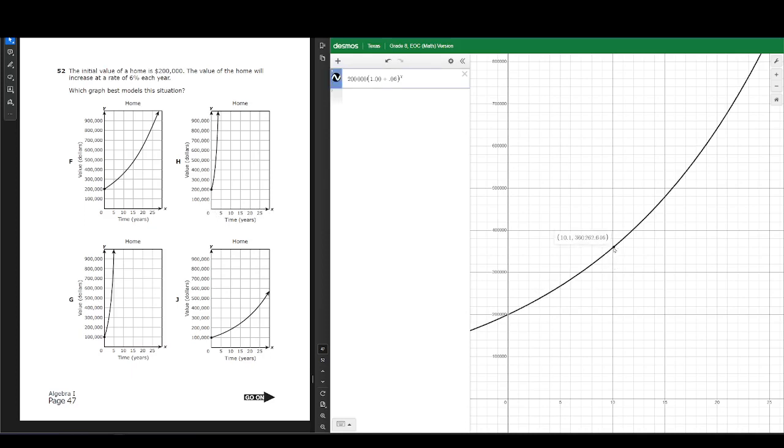And we could look at a point here, say 10, like 360,000 rather. So that's going to basically match what we see on F. So we can find points on here and match it with what's in the problem.